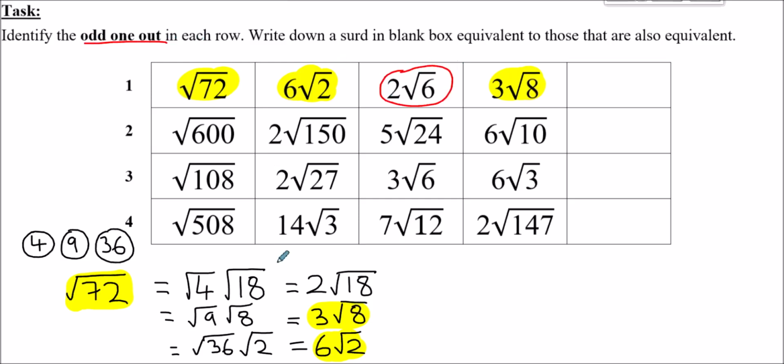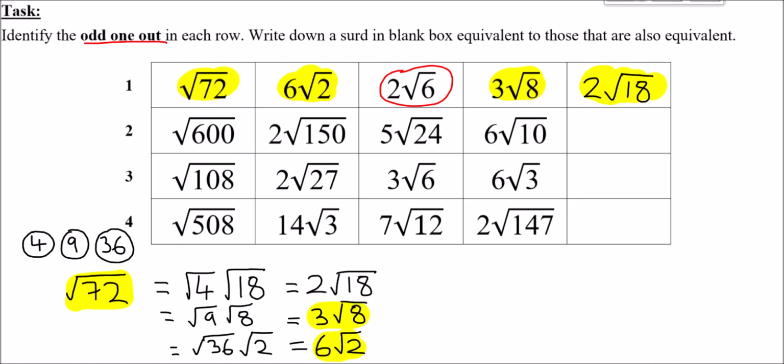And looking at what we had here for root 72, we can see that root 72 is the same as 2 root 18. And so because this surd hasn't been included in row 1, we can write down 2 root 18 as another example, which is also equivalent to the ones which are also the same as each other. So the 4 which are equivalent now are these 4.